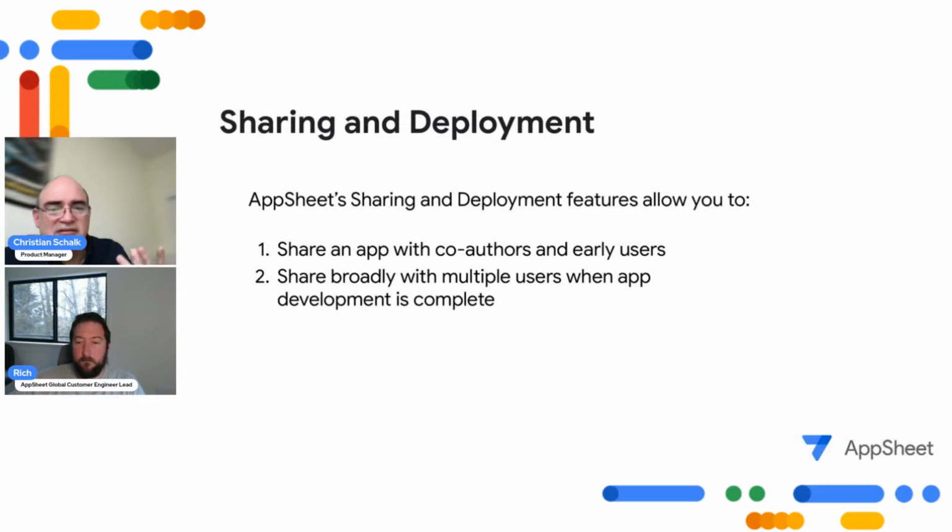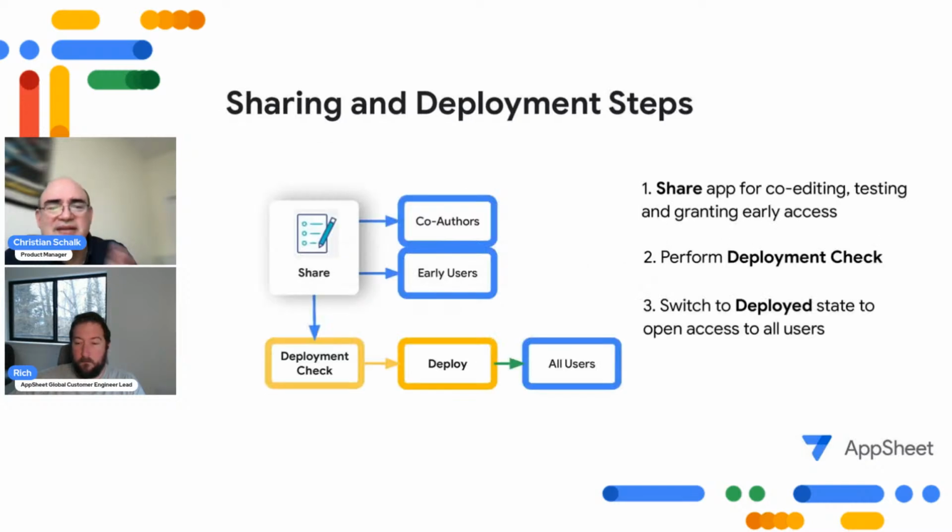So first off, you can share an app with either co-authors or, say, some early users of the app itself. And then you can also share it broadly with multiple users when your app development is complete. So I'll walk through the process that you would typically go about. So first off, you have a share dialog. It's a little icon at the top right where you can just add individuals via their email addresses and have them become either users or co-authors. You can make them a basic user or an admin user. And so that's like your initial stage of starting to open up development.